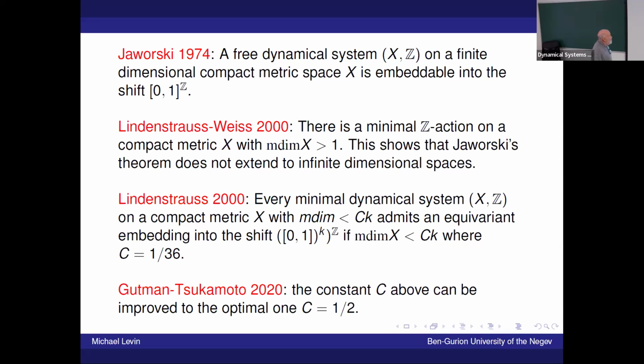And almost simultaneously, not almost, exactly simultaneously with that result, Lindenstrauss has this beautiful theorem that says that every minimal dynamical system on a compact metric space with mean dimension bounded by a positive constant multiplied by K admits an invariant embedding into the K-cubical shift.